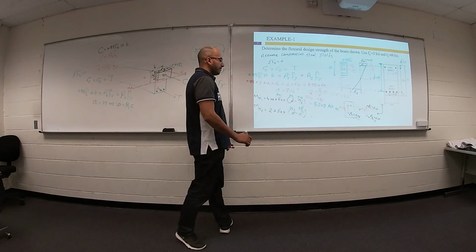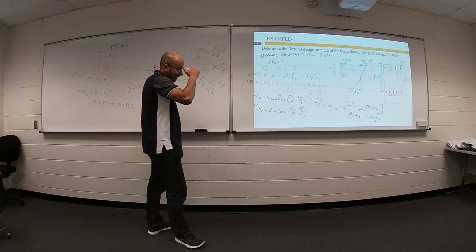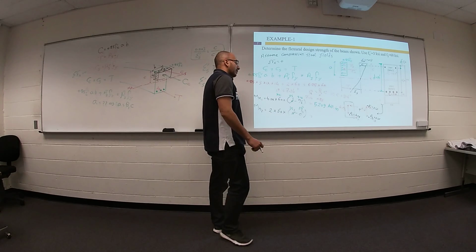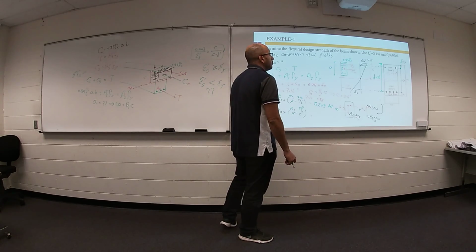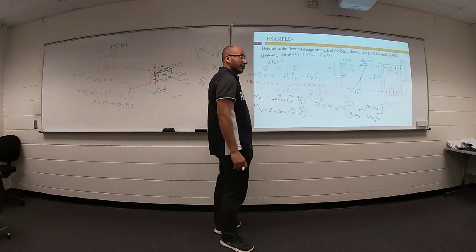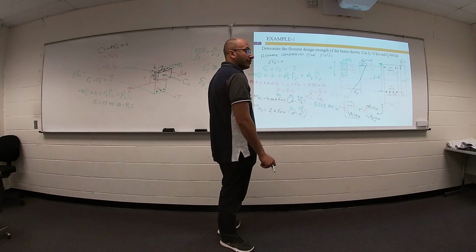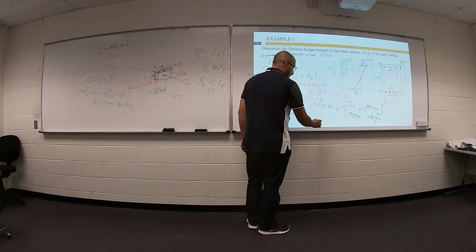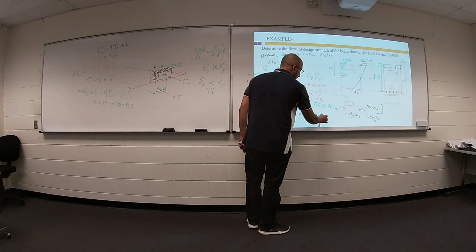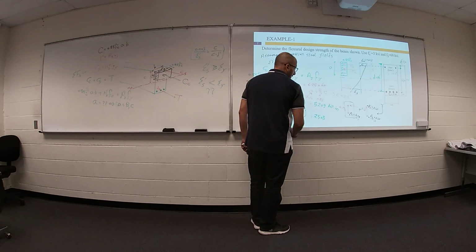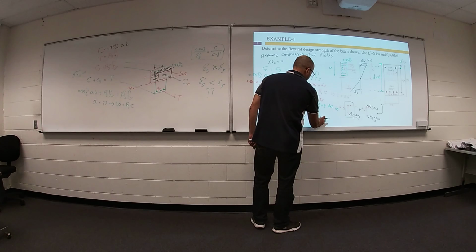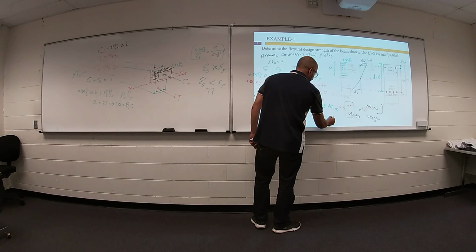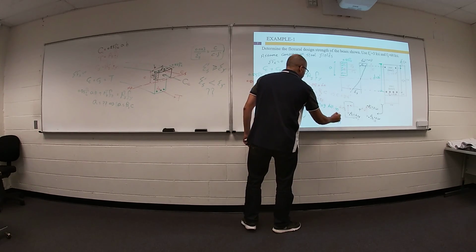What's the second one? 2,580.80 kip-inch.